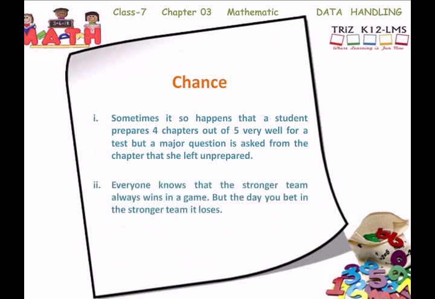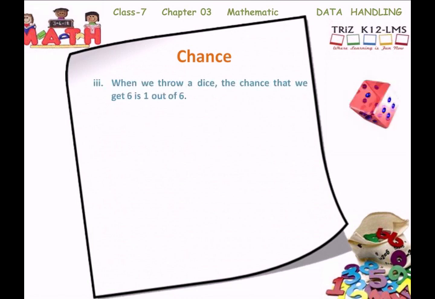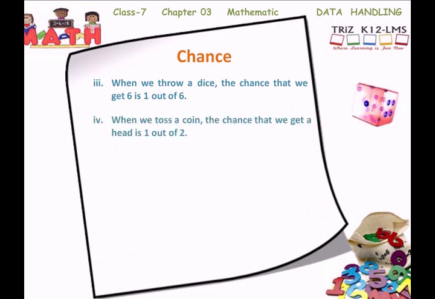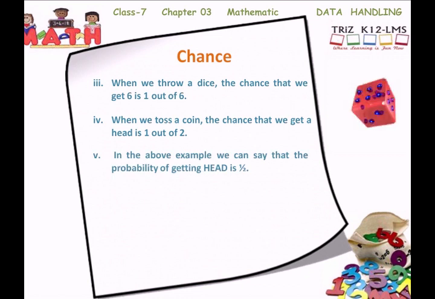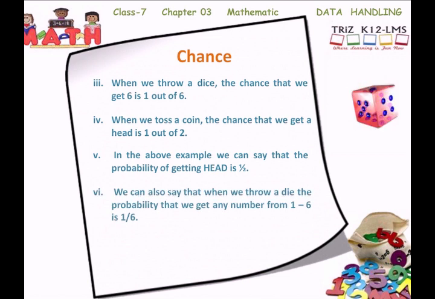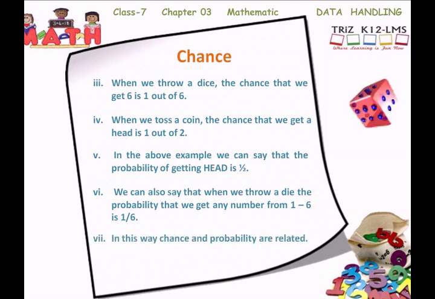Everyone knows that the stronger team always wins in a game, but the day you bet on the stronger team, it loses. When we throw a dice, the chance that we get 6 is 1 out of 6. When we toss a coin, the chance that we get a head is 1 out of 2. In the above example, we can say that the probability of getting head is half. We can also say that when we throw a dice, the probability that we get any number from 1 to 6 is 1 by 6. In this way, chance and probability are related.